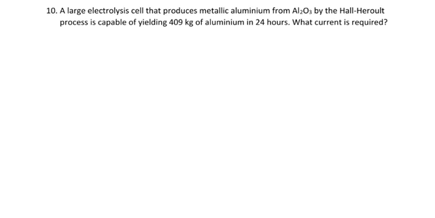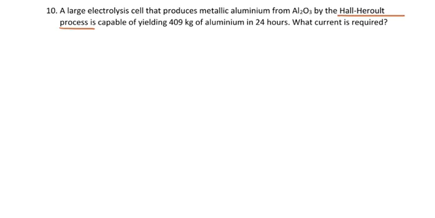Question 10 says, a large electrolysis cell that produces metallic aluminium from the aluminium ore by the ore route process is capable of yielding even up to 409 kg of aluminium in 24 hours. By the way, I don't even know how to pronounce this process properly. This same process is the process by which metallic aluminium is produced commercially.